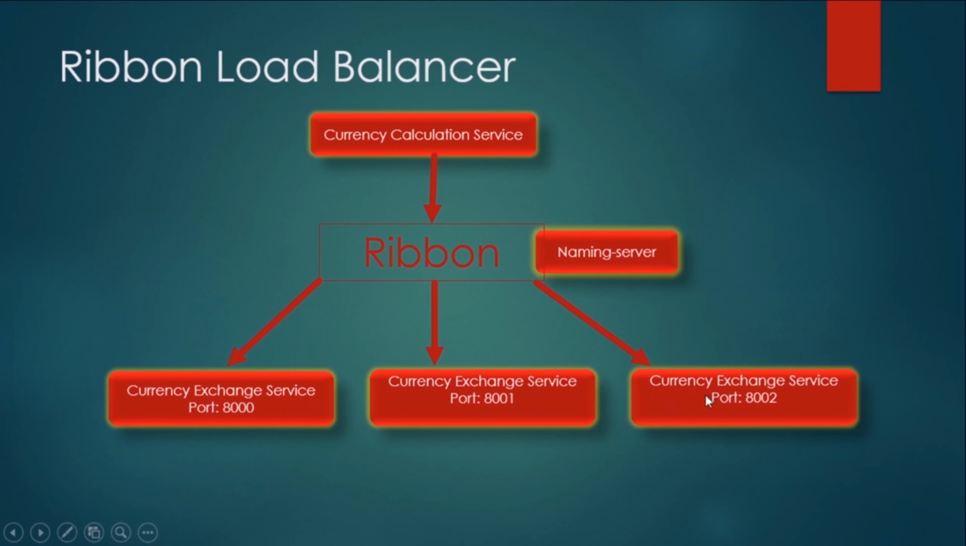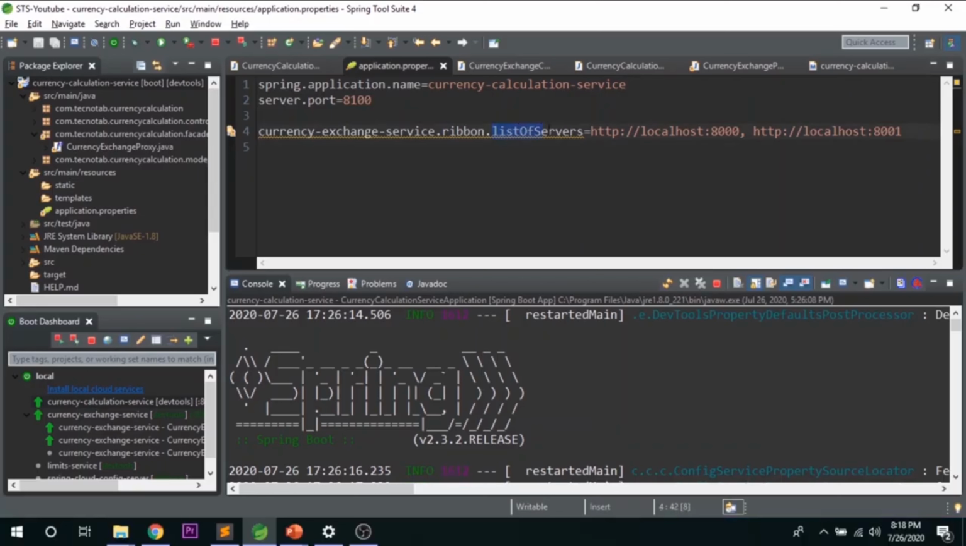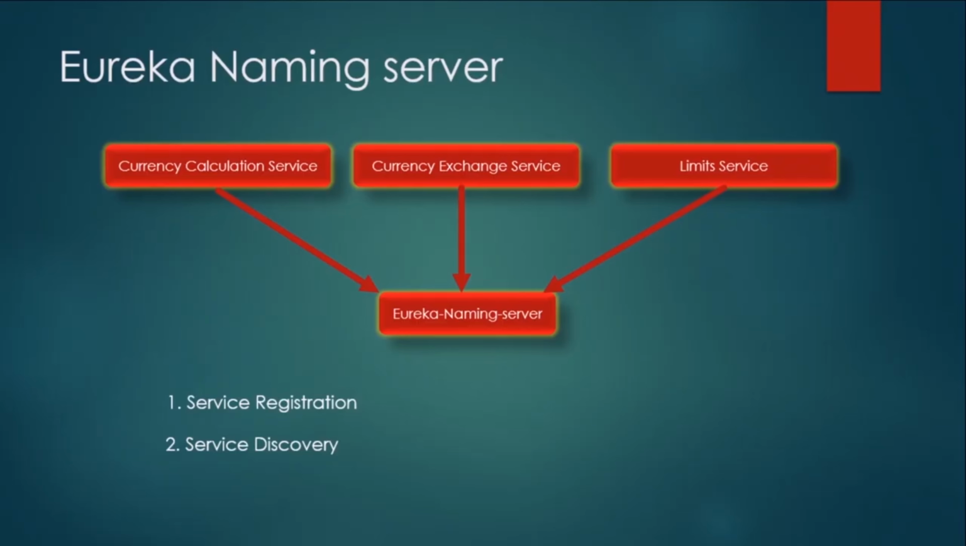No, right? We have to make some changes in the code, correct? You can see that we have added a list of servers, and we have to add one more URL so that the load will be distributed between all three servers. So is it feasible to make a change in the code every time we introduce a new instance of a microservice or we reduce it? No, right? So for that we have something called Eureka naming server.